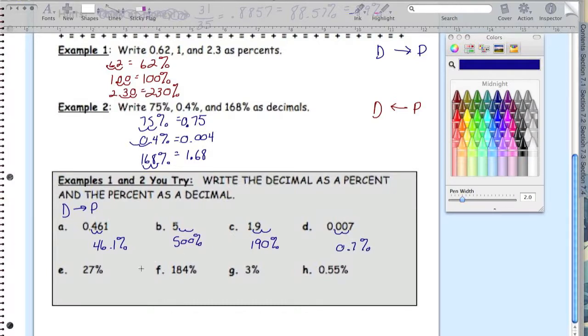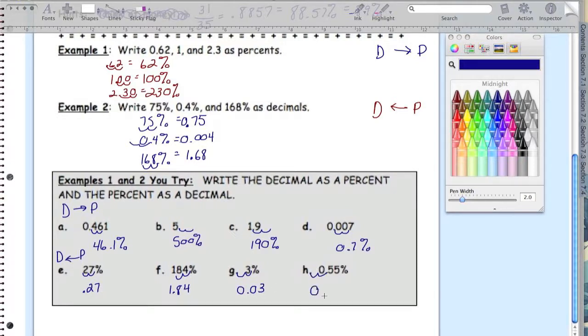And E, F, G, and H, we have a percentage, we're turning it into a decimal. So 2 places to the left, 0.27. 2 places to the left, 1.84. 2 places to the left, 0.03.